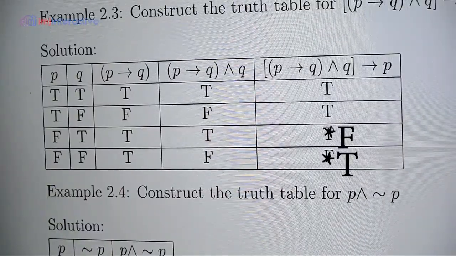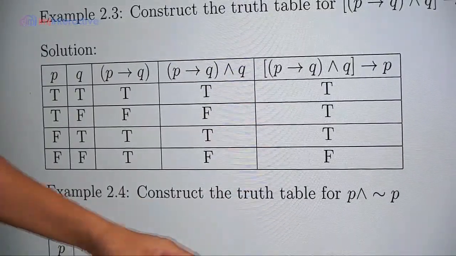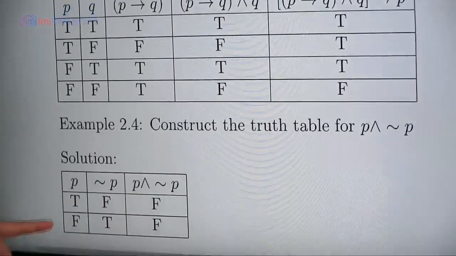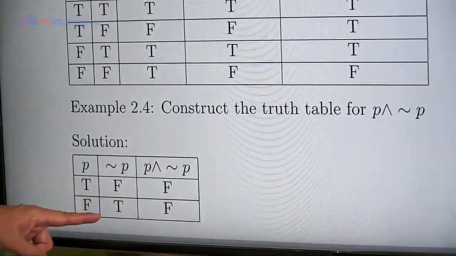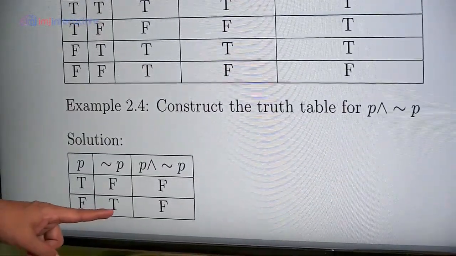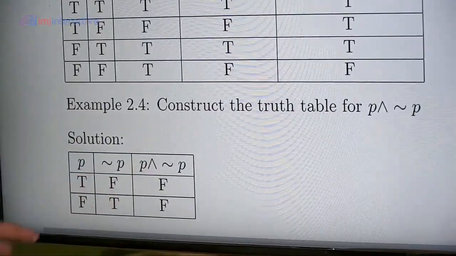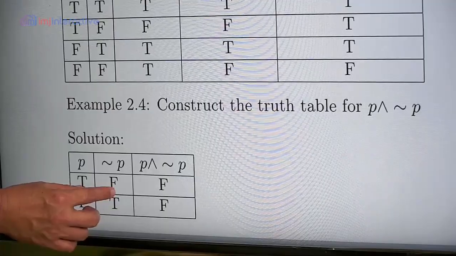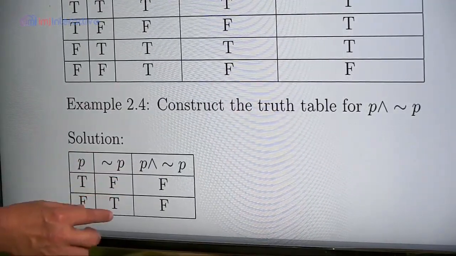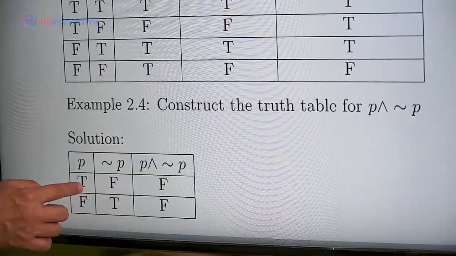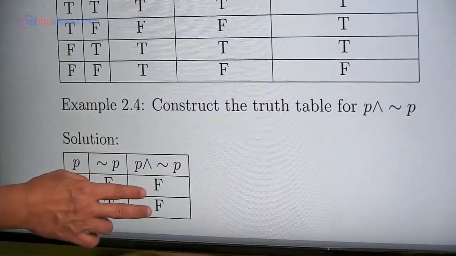Next, let's construct the truth table for the next example. P and not P. So P is true, so not P is false. P is false, not P is true. And so it will only be true if both of these are true. Since this is one true and one false, both of them will be false.